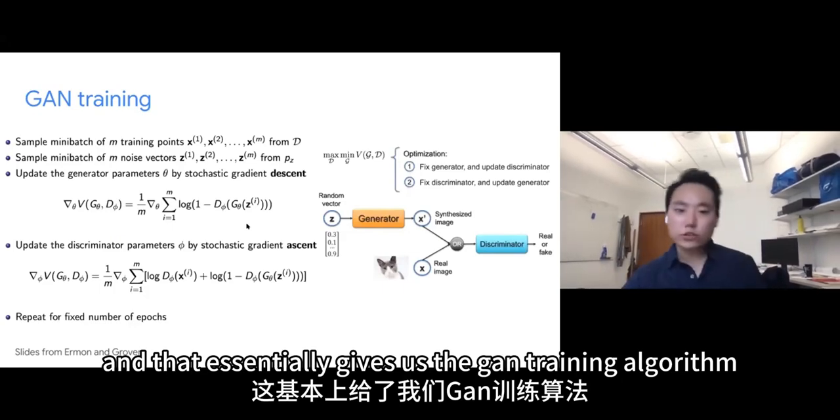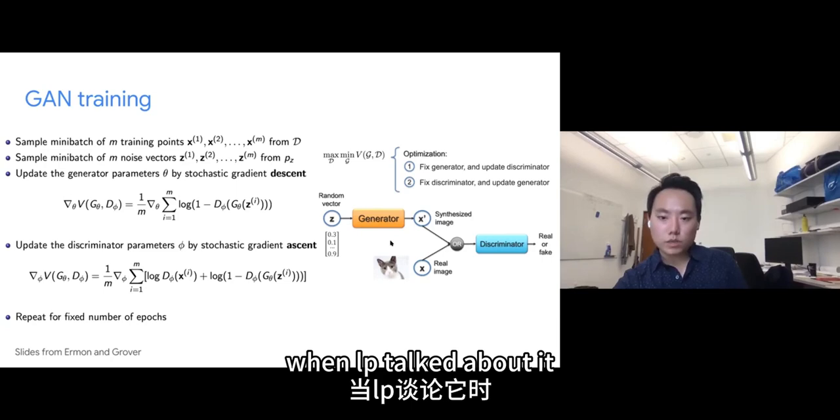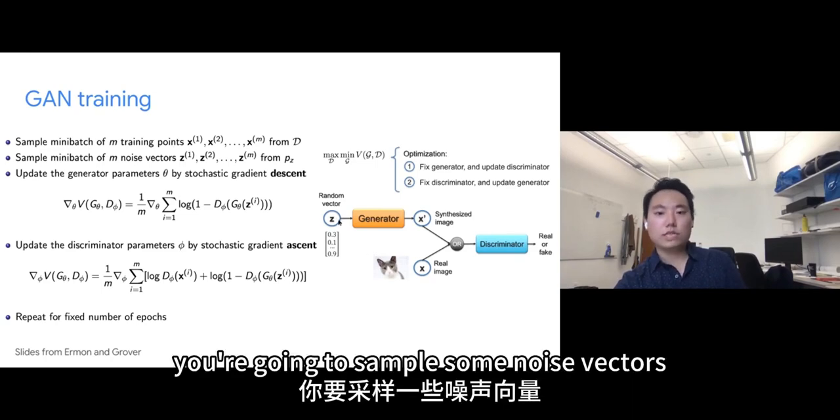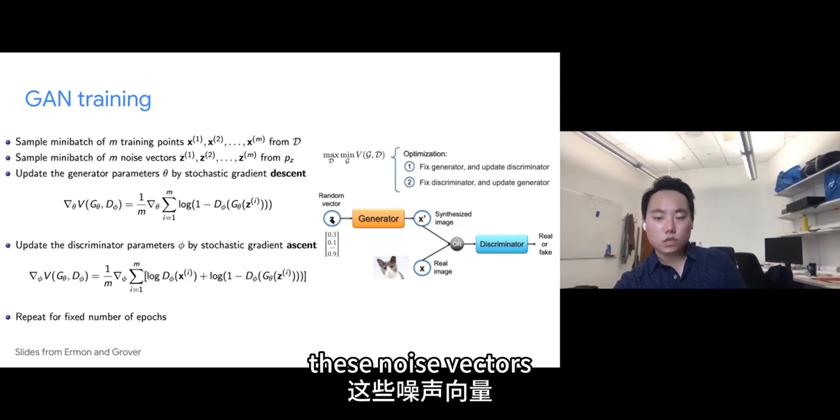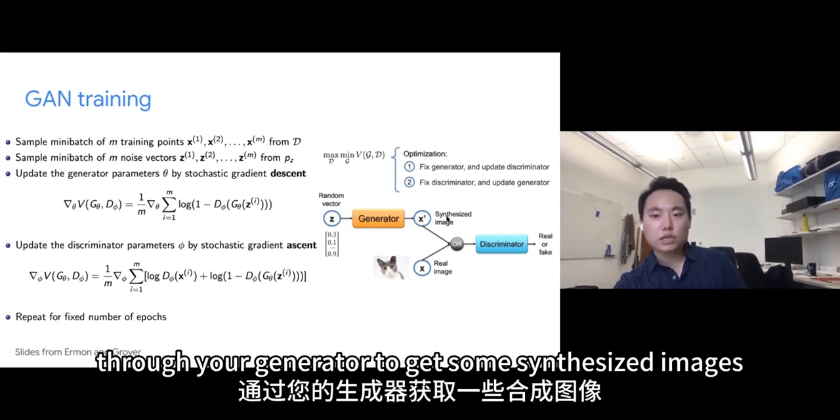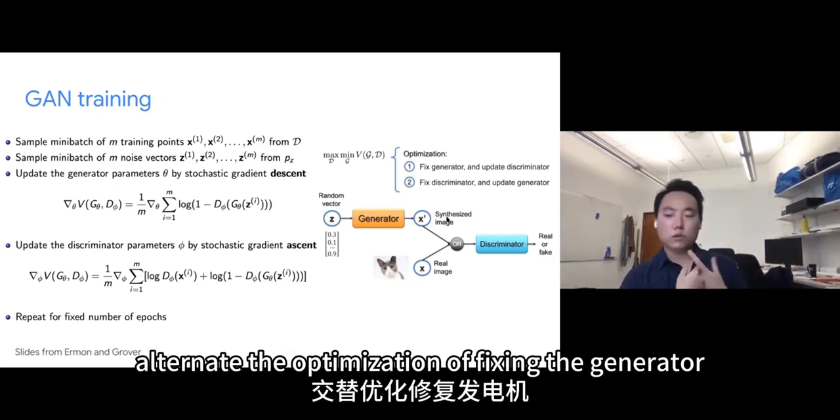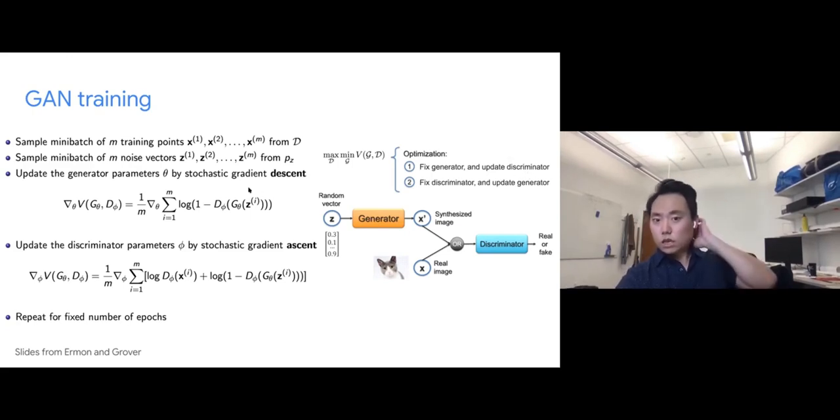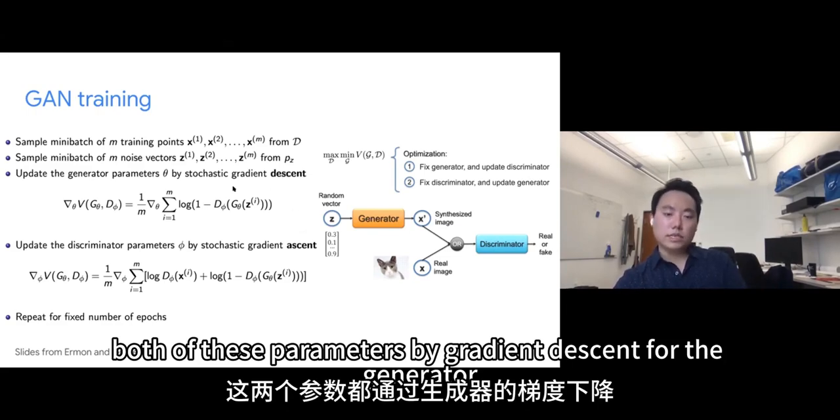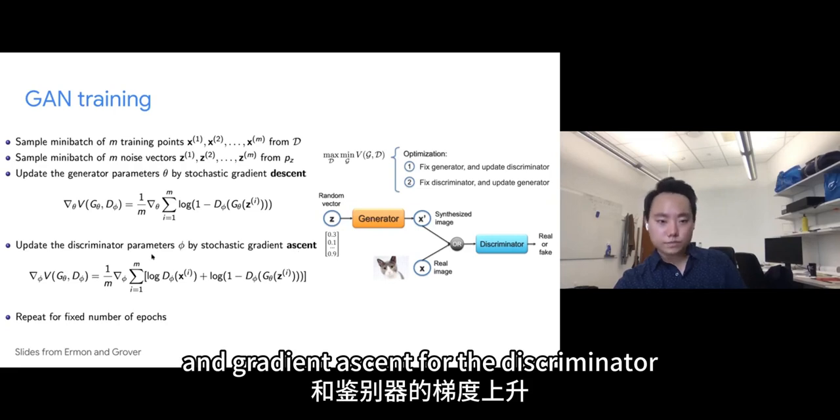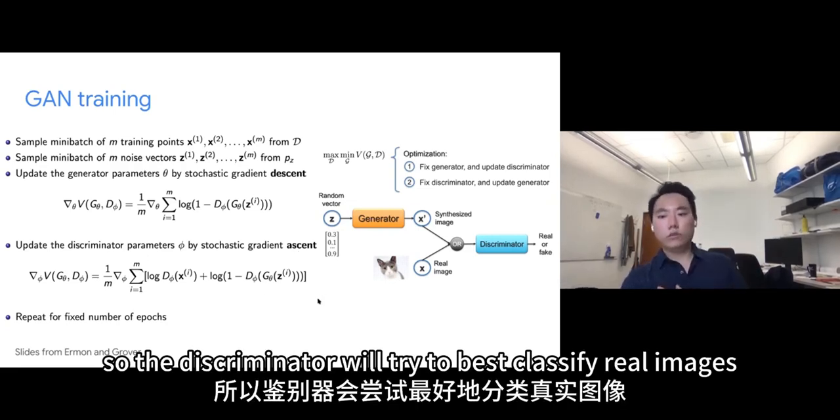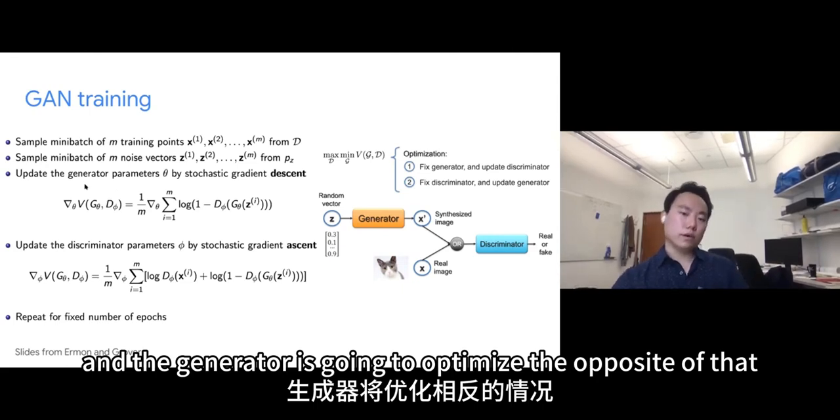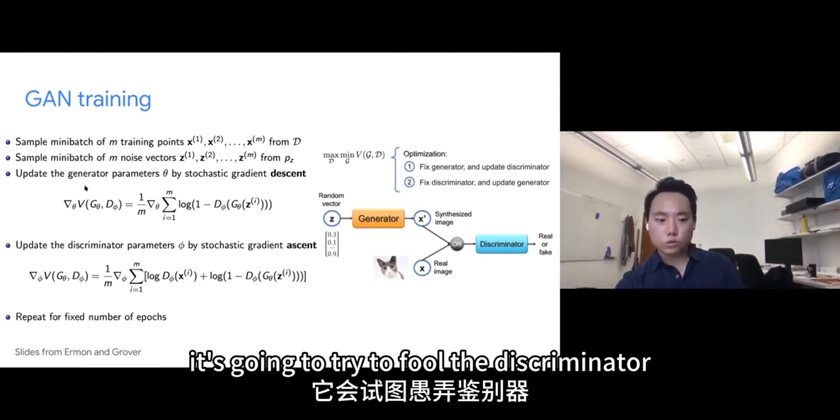And that essentially gives us the GAN training algorithm. You've seen this before when it was talked about previously, but in general, you're going to sample some real images. You're going to sample some noise vectors and run them through your generator to get some synthesized images. And you're going to essentially alternate the optimization, fixing the generator and optimizing the discriminator, and vice versa. You're going to optimize both sets of parameters by gradient descent for the generator and gradient ascent for the discriminator. The discriminator will try to best classify real images as 1 and fake images as 0, and the generator is going to optimize the opposite of that. It's going to try to fool the discriminator.